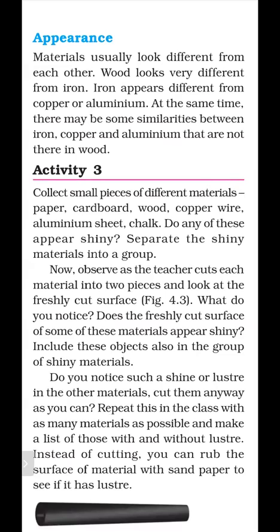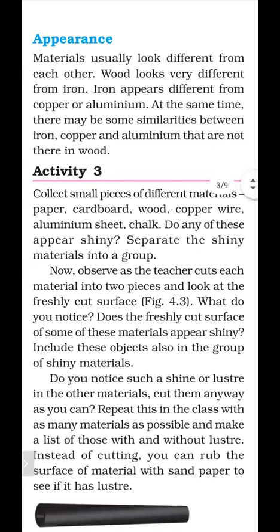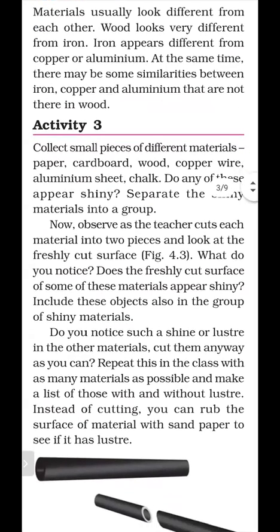So we divide these materials into two categories, lustrous and non-lustrous. And what do you mean by lustrous object? Objects which shine are called lustrous objects, and objects which do not shine are called non-lustrous objects. So how can we check whether a material is lustrous or non-lustrous? There are two methods to check whether it has luster or not.